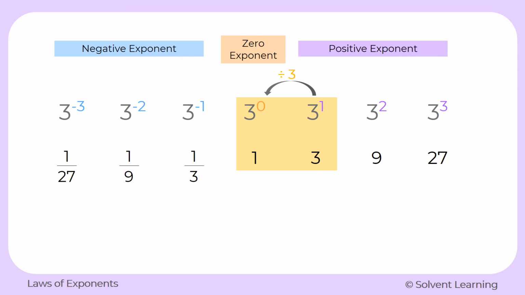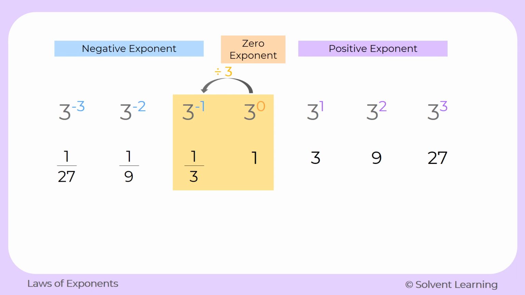Because if the pattern continues, we would start with 3 raised to the first power, which equals 3. And if we go down to 3 raised to the 0 power, we're dividing by 3. Every time our exponent goes down, we divide by 3. So that means that we would end up with 1 as our answer. Same thing if we keep going down by 1, keep decreasing the exponent by 1, we keep dividing by 3.